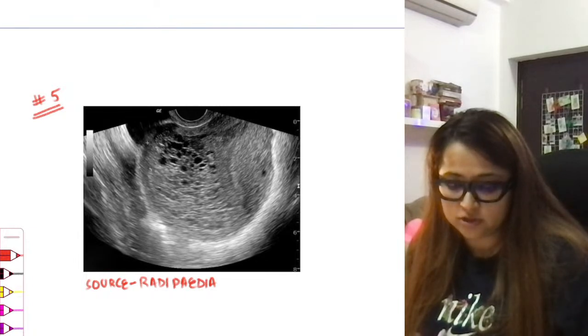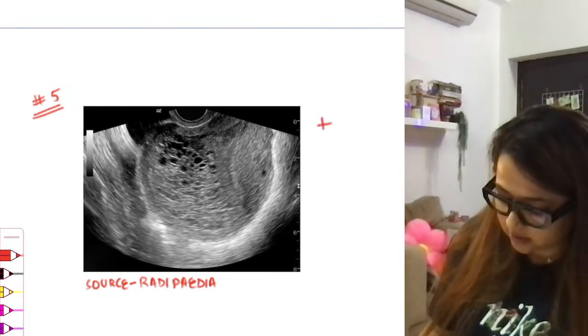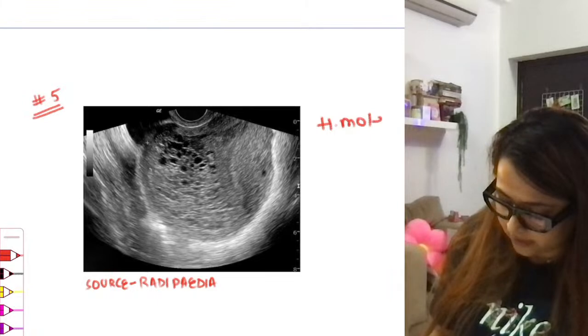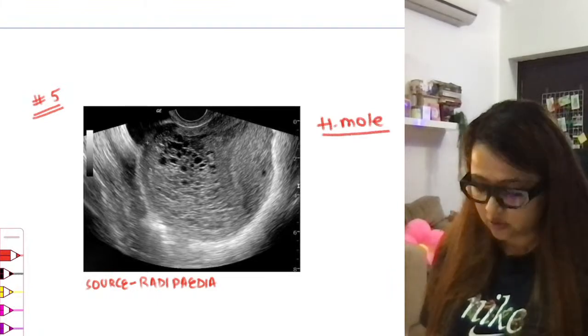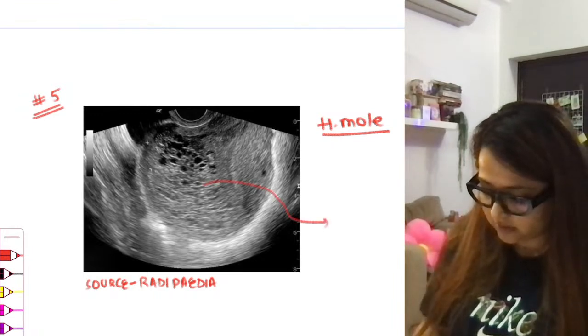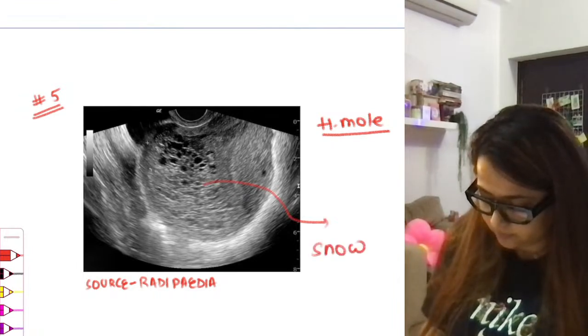Exactly. Shubhadeep, Gurjeet, you gave the right answer. This is H mole, hydatidiform mole. And which appearance is this on ultrasound? This is known as the snowstorm appearance.